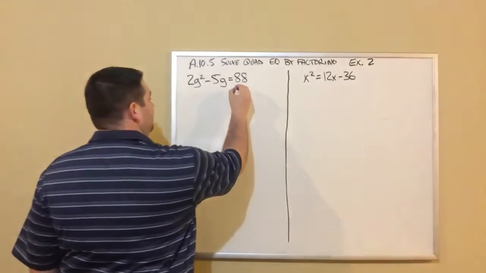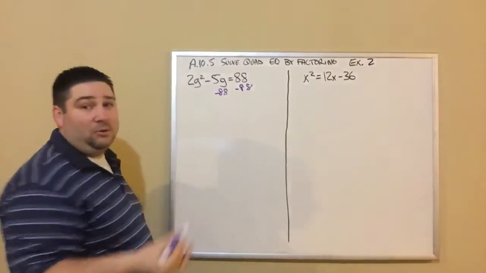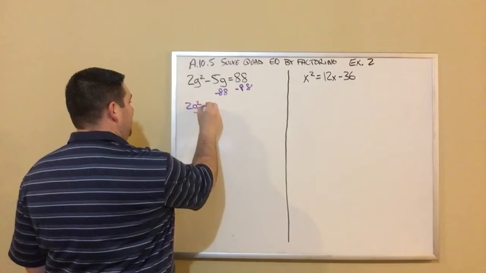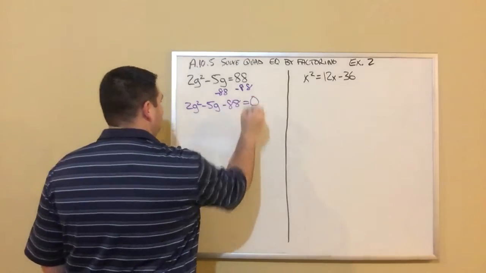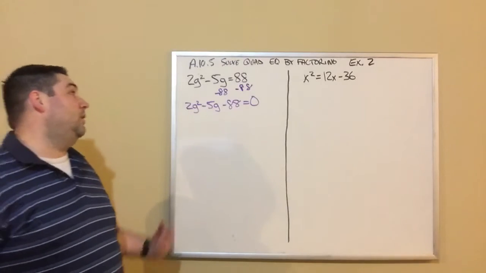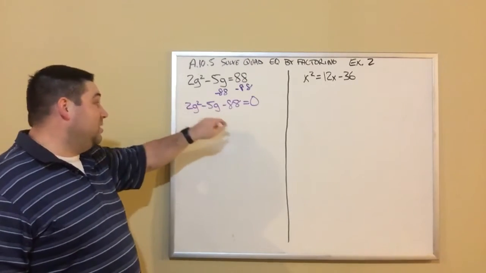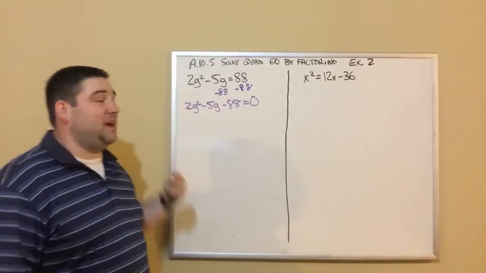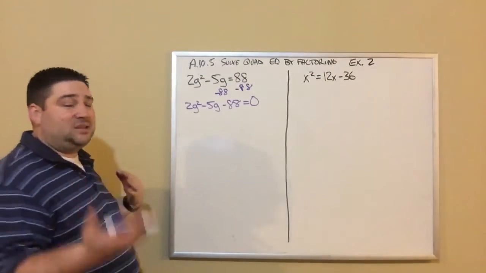So what we're going to do is subtract 88, and by doing that, we end up with 0 on the right side, which is what we want. So I'm going to rewrite this as 2g squared minus 5g minus 88, and that equals 0. So the reason we did it that way is we now have it equal 0. And notice I didn't take the 88 from any of those because they're not like terms. I can't do 5g minus 88 and get negative 93g or something like that. You can't do that because they're not like terms.